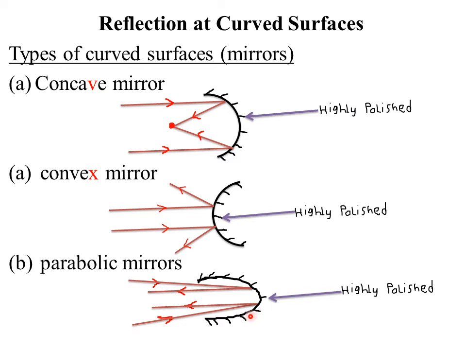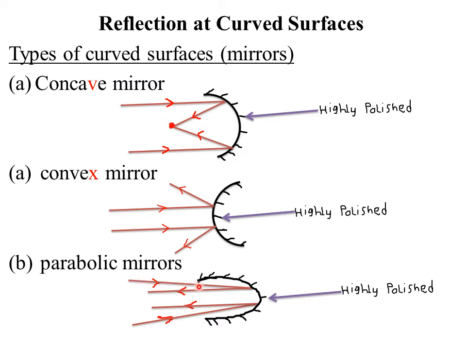Parabolic mirrors are usually made from cones. Maybe the difference between a parabolic mirror and a concave mirror is that, unlike a concave mirror where the rays of light are converged to a common point, for parabolic mirrors the rays of light, after getting reflected on the surface, emerge parallel to each other.